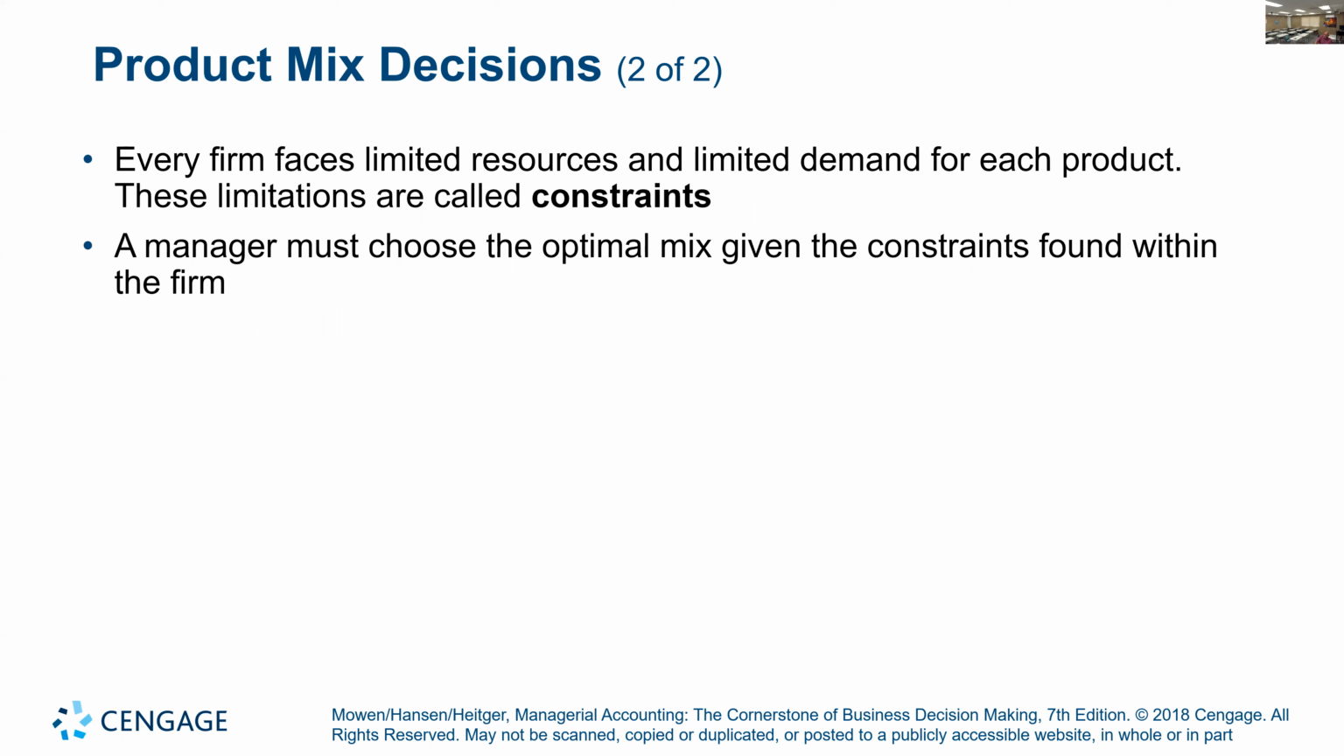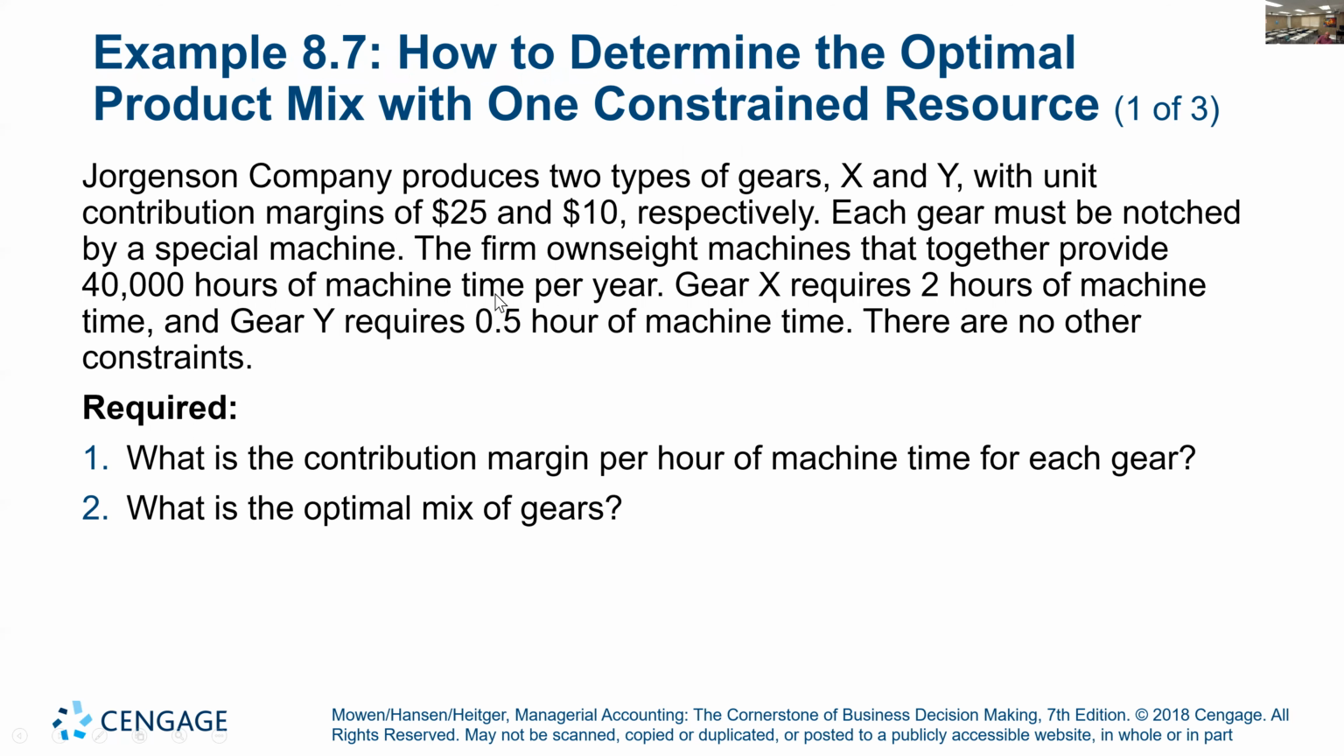That is a constraint: the number of machine hours, or maybe the number of labor hours, or maybe just the number of hours in a day. You can only make so much, but how do you choose what to make?